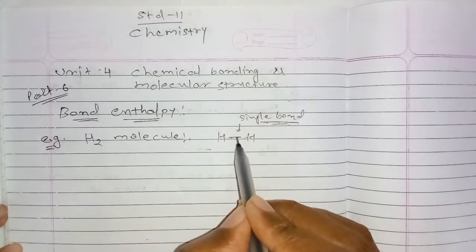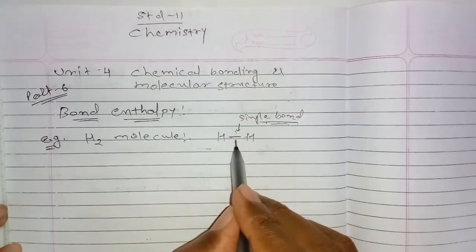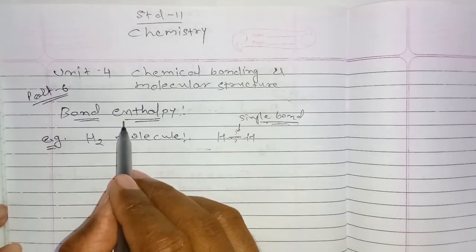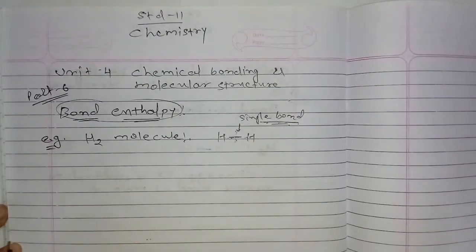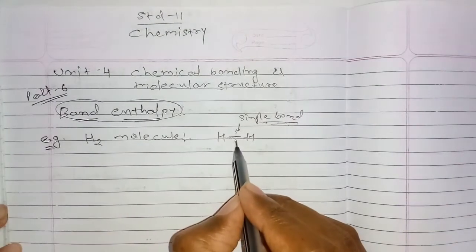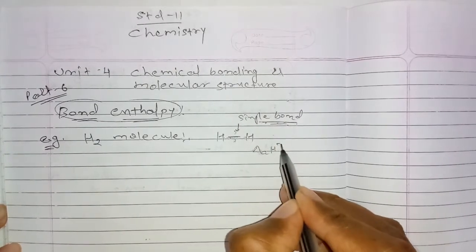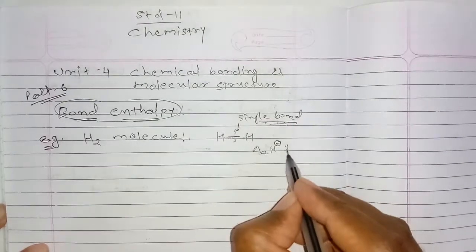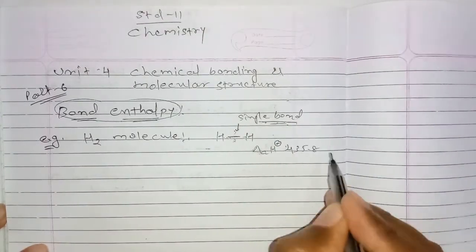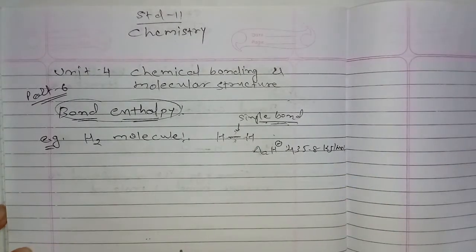Here, to break this single bond, we require some amount of energy, and it is called bond enthalpy. The energy required to break this bond is 435.8 kilojoule per mole.